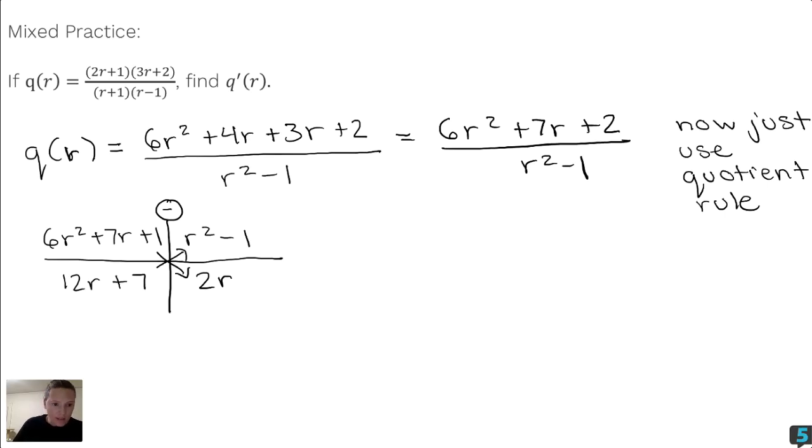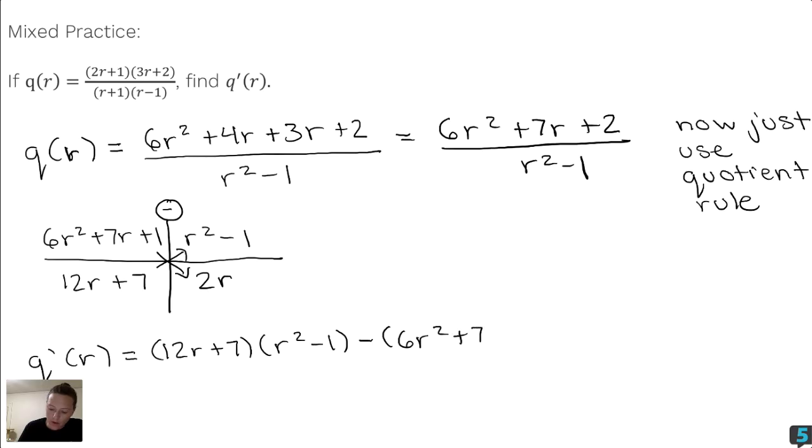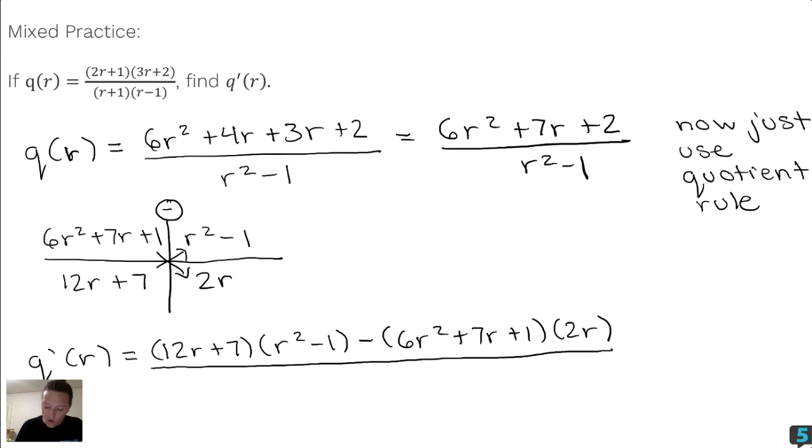And I'm going to go down to the next line just to make sure I've got enough room. So we're looking at Q prime of R equals the quantity 12R plus 7 times the quantity R squared minus 1, minus that quantity 6R squared plus 7R plus 1 times 2R. And because it's quotient rule, this is one thing a lot of my students forget, it's going to be all over that original denominator squared. So we've got R squared minus 1 quantity squared.